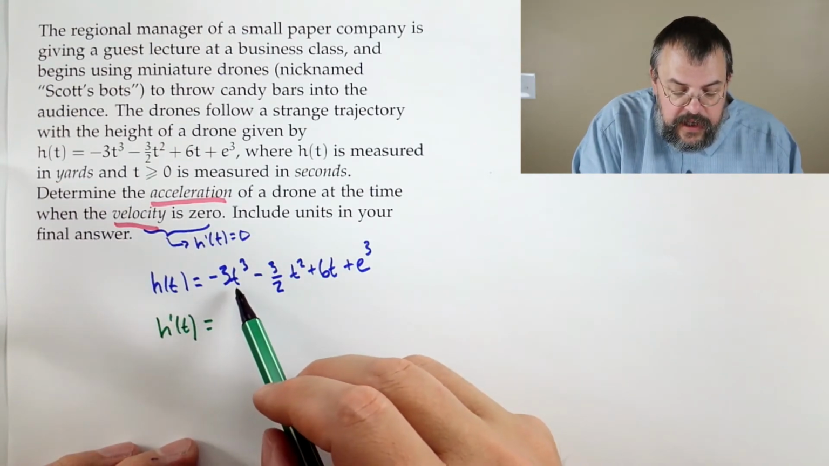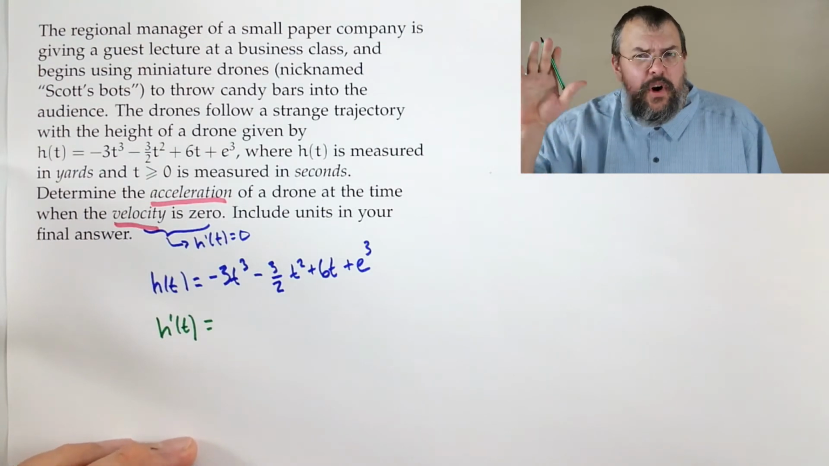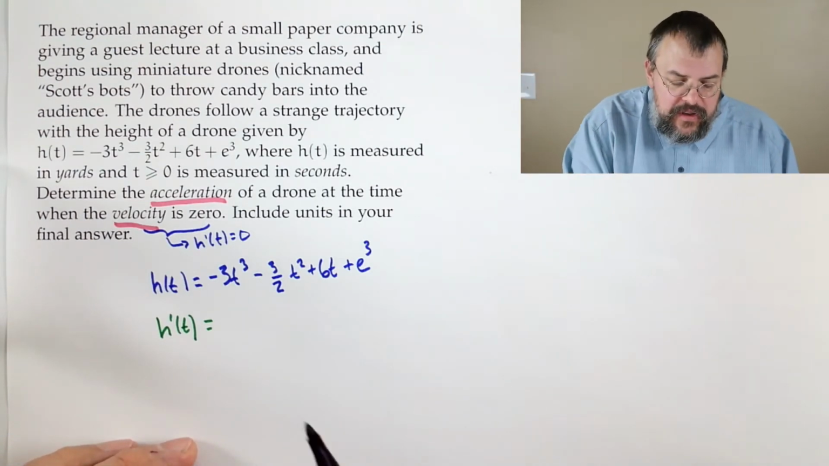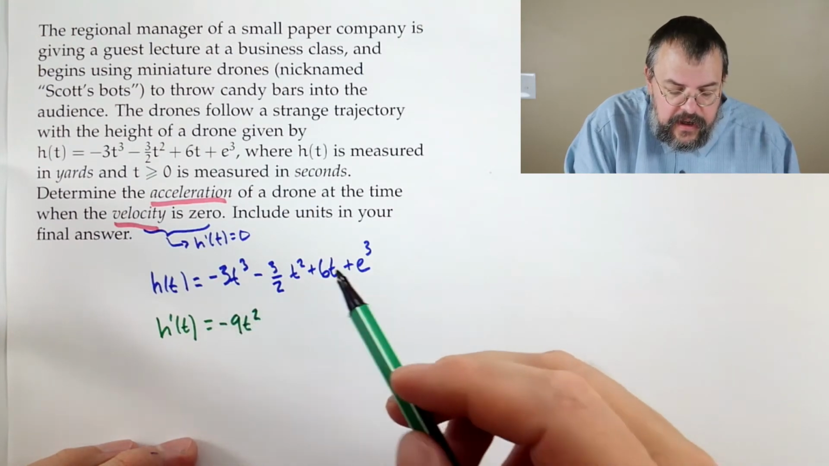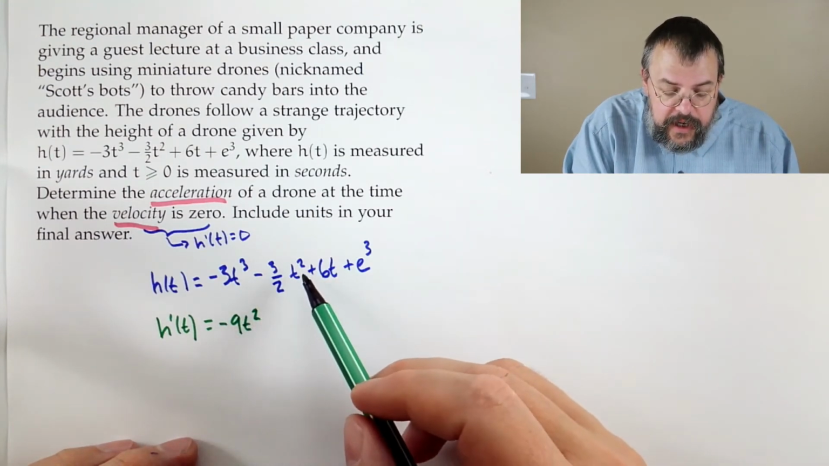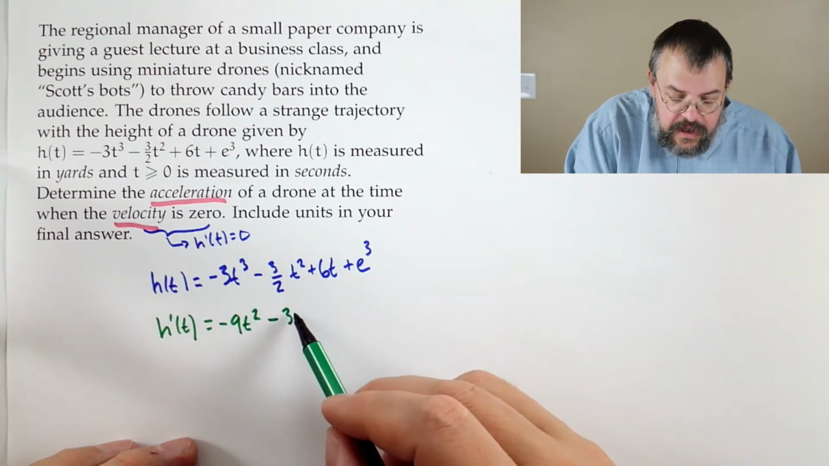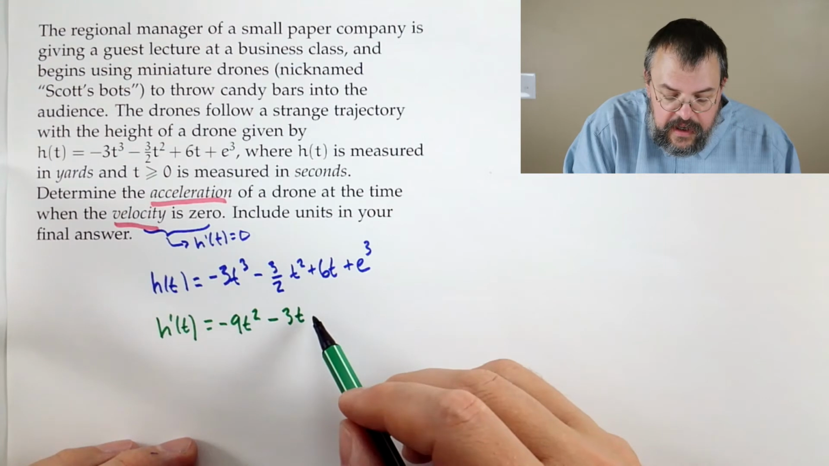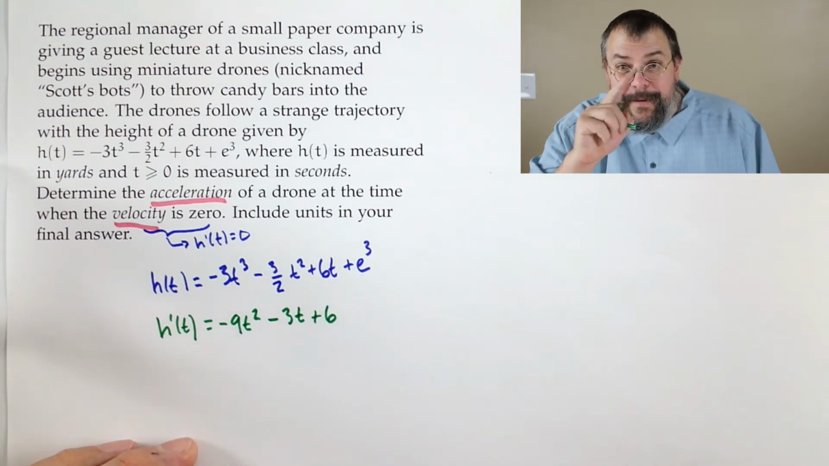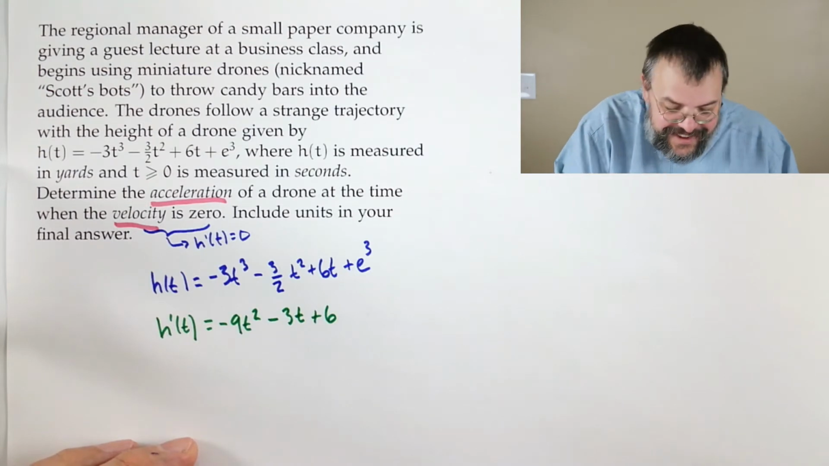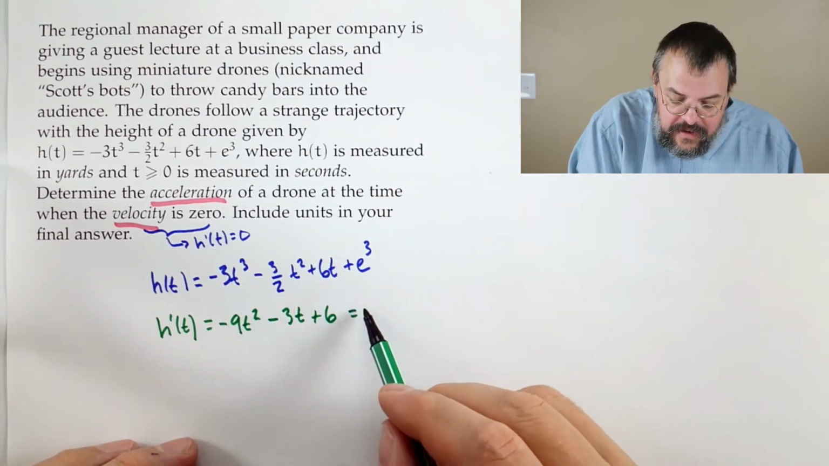Derivative of minus 3t cubed. The fact that our variable here is t, no problems. So that becomes minus 9t squared. Derivative of minus 3 halves t squared. Okay, the 2 comes down. Minus 3t. Derivative of plus 6t plus 6. Derivative of e to the cubed. Remember? 0. So that's gone. Now, we're going to set this equal to 0.